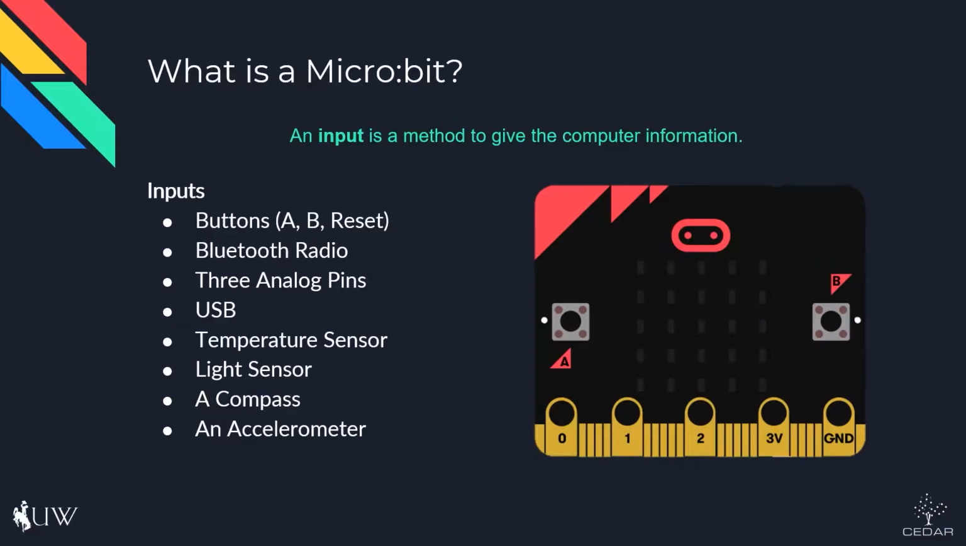So what is a microbit? Well, a microbit is a computer, which means it does all 4 of those things. It has inputs, which is a method to give the microbit information. For the microbit, there are buttons. There's the A and B buttons on the side, a Bluetooth radio, 3 analog pins across the bottom, USB, temperature sensor, a light sensor, a compass, and an accelerometer. The accelerometer, it sounds like a crazy word, but really all it means is that the microbit knows where it is in space and it knows how fast it's moving.